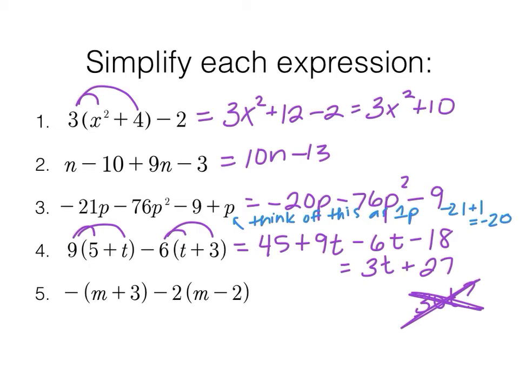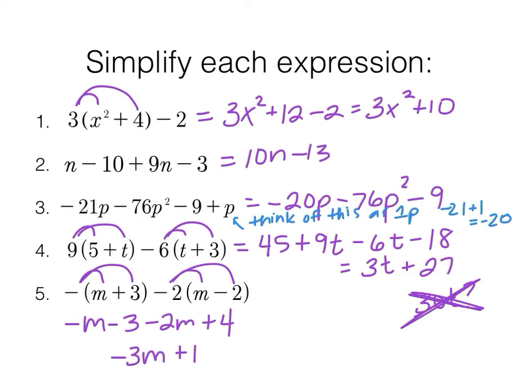All right. Last one of these. We have a minus sign out in front of the parentheses. That's like distributing in negative 1. So that's saying negative 1 times m and negative 1 times 3. So minus m minus 3. And then minus 2 times m, minus 2m. And minus 2 times minus 2, which is going to be plus 4. Like terms, minus m and minus 2m is minus 3m. Minus 3 plus 4 is like negative 3 plus positive 4.